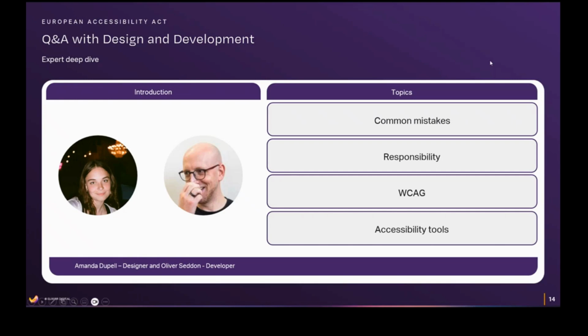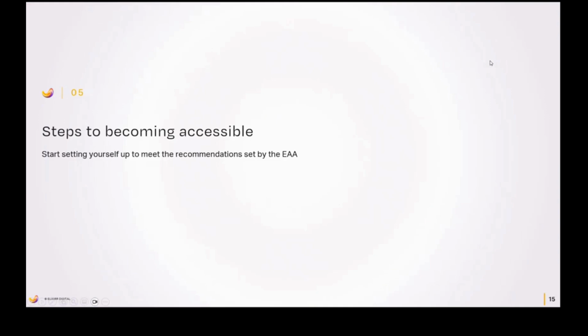So moving on, now you've heard a little bit from the front line, here are the steps to becoming accessible. How do we take all that advice we've just been given and actually look at how we can become more accessible?